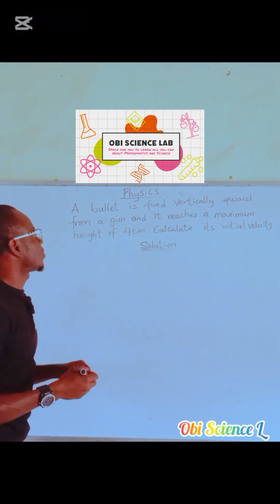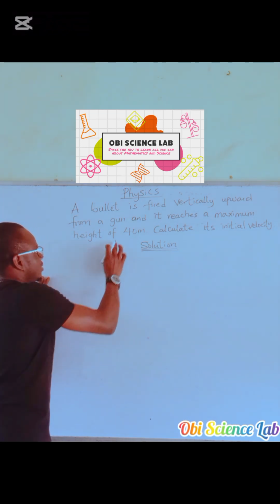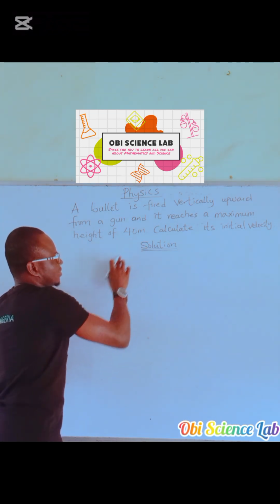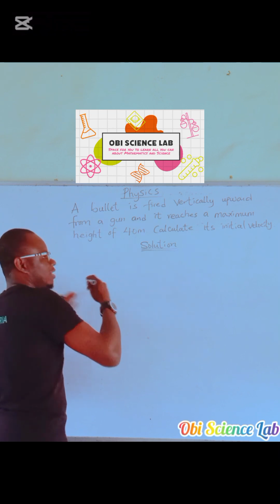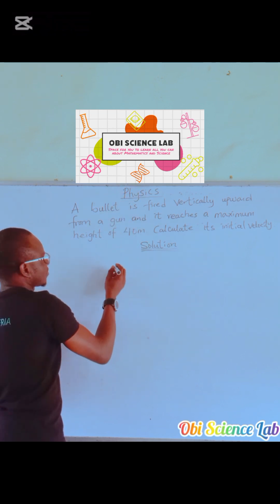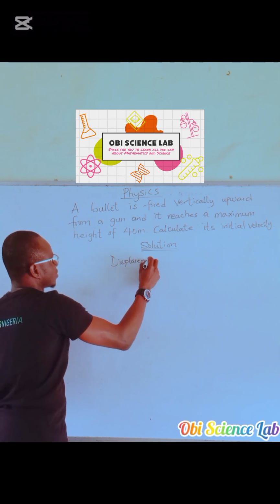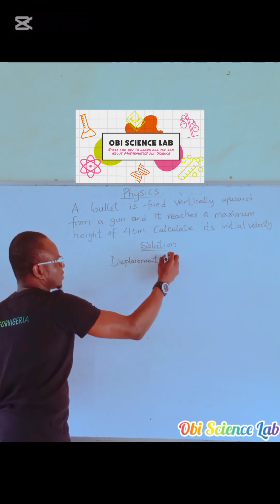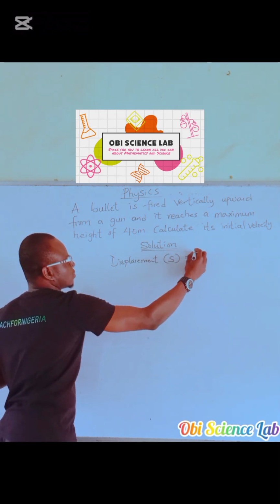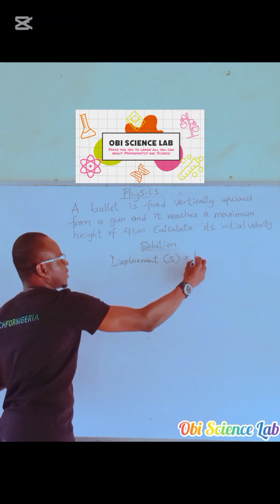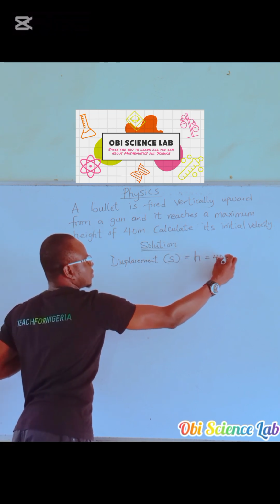So let's get the data we have from the question first. We are given that there is a height of 40 meters attained by the bullet. So that is the vertical displacement. That is the vertical displacement S, which is x, is equal to what we call the height attained by the bullet, and we are given this to be 40 meters.